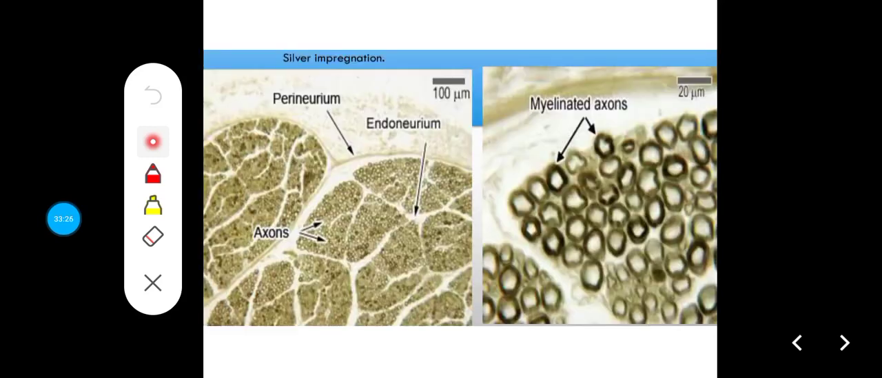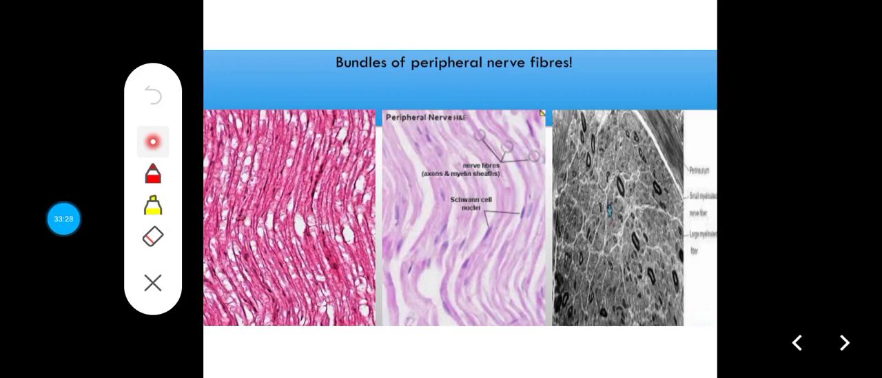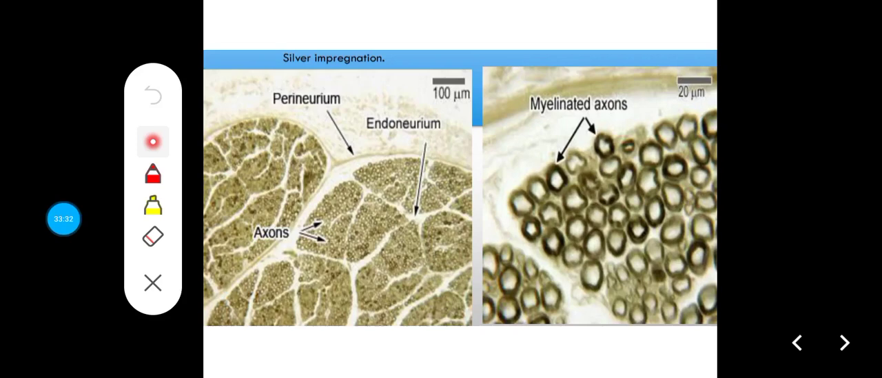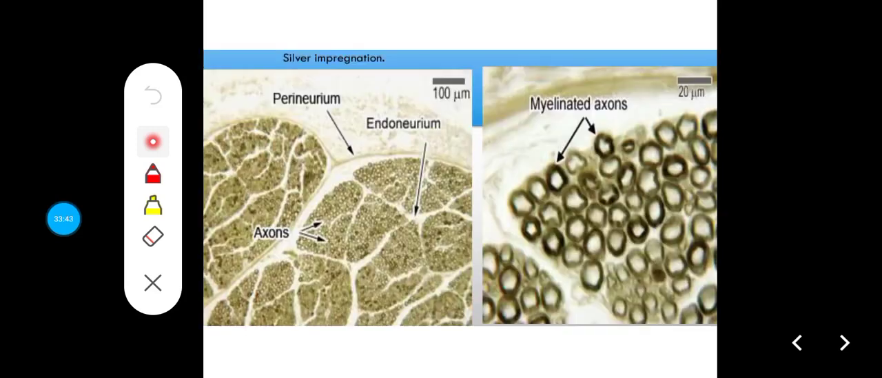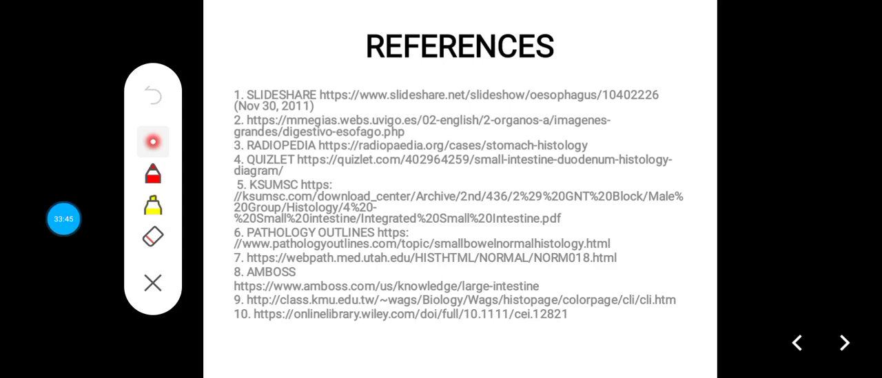So this is the end of the histology review series. I hope you've learned a lot from these videos. Now go over the slides again and you'll understand them. These are our sources of images. These websites are great sites for learning histology. They contain numerous images.